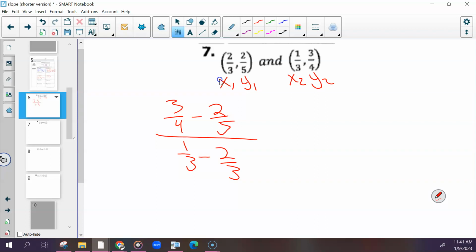If you have the same common denominator, you're going to subtract just the numerators. If you don't, you'll have to find common denominators. So in our numerator, we have to find common denominators.